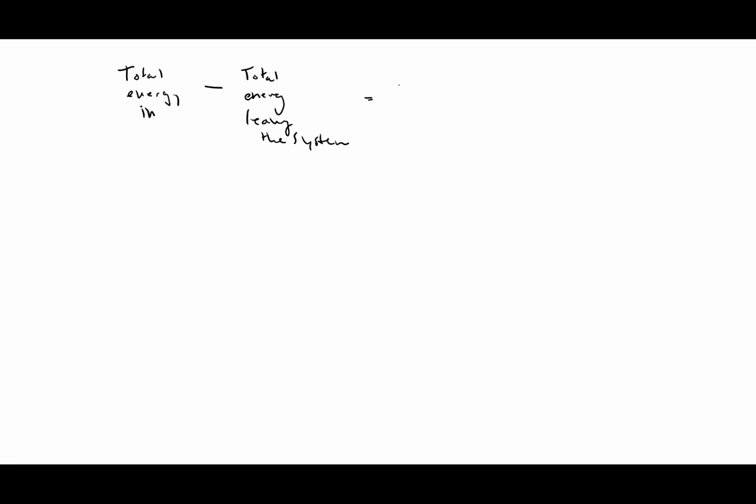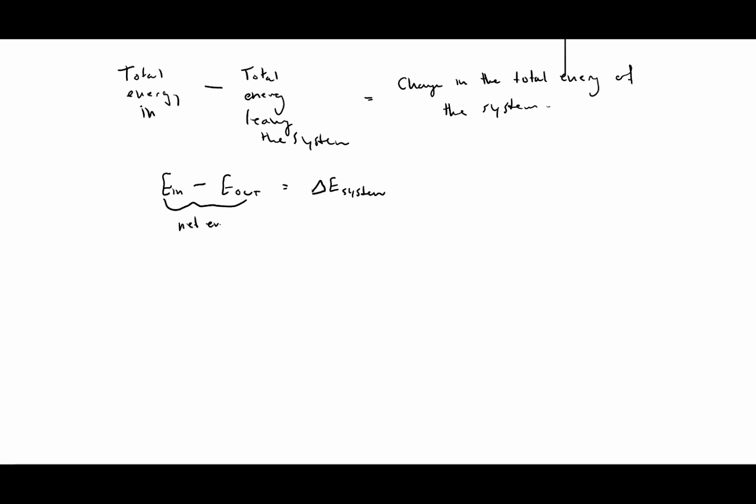And then this is just equal to the change in the total energy of the system. We can write this mathematically as energy in, so I'm just using E for my mathematical symbol, and then I have in, minus the energy out is equal to the change in the energy of the system. So this is just the mathematical way of writing what we stated above. And so this is the net energy transfer, and this is the change in energy of the system.